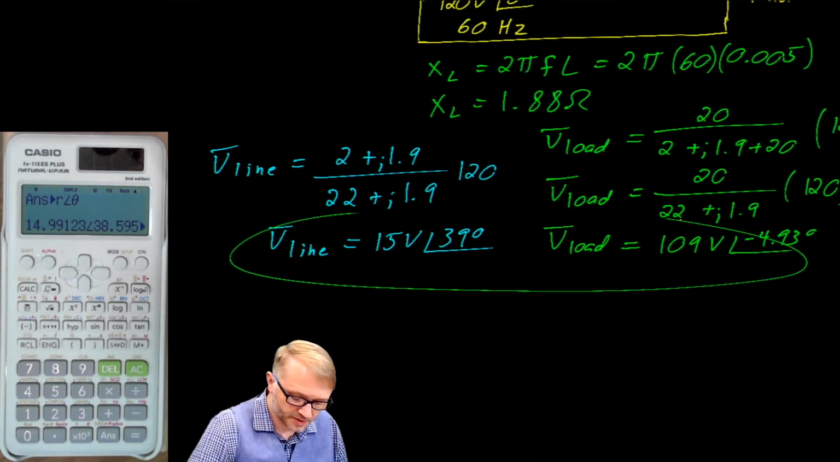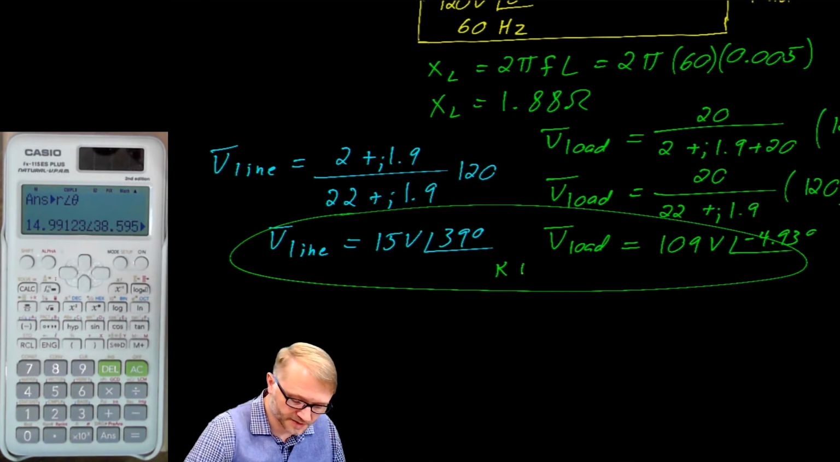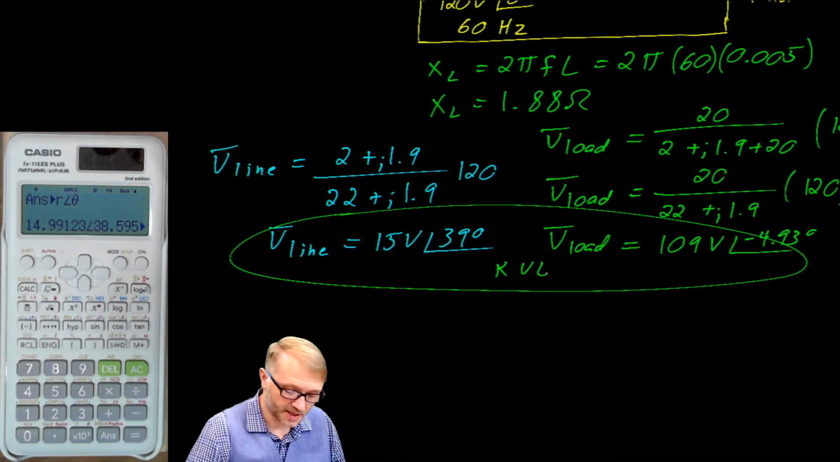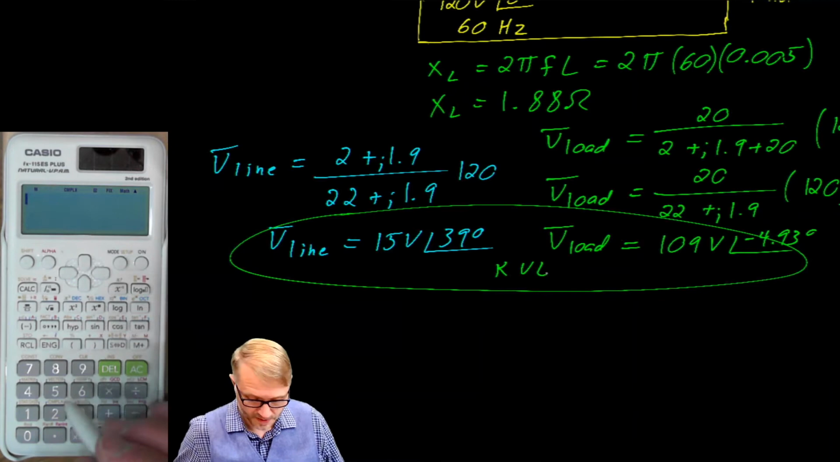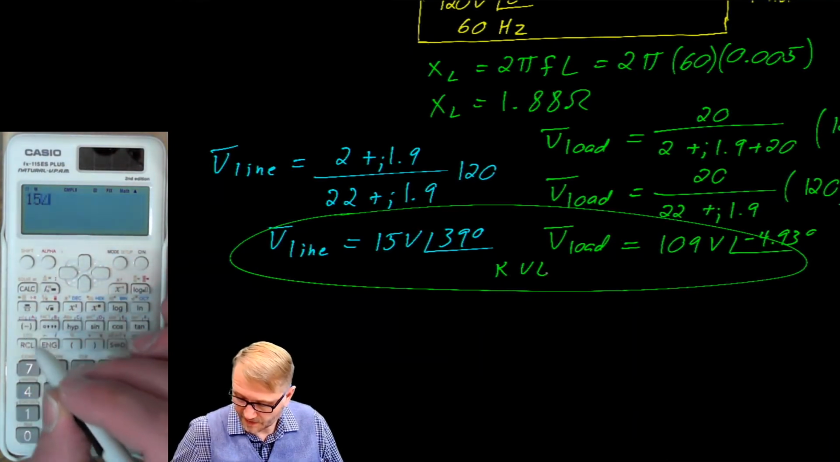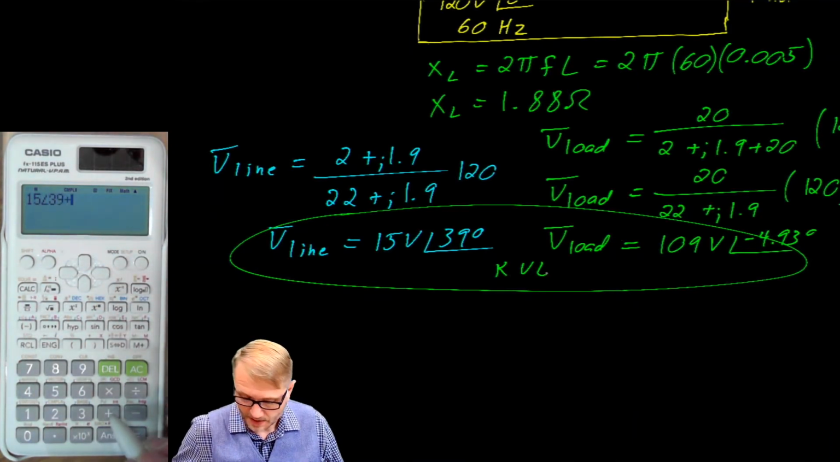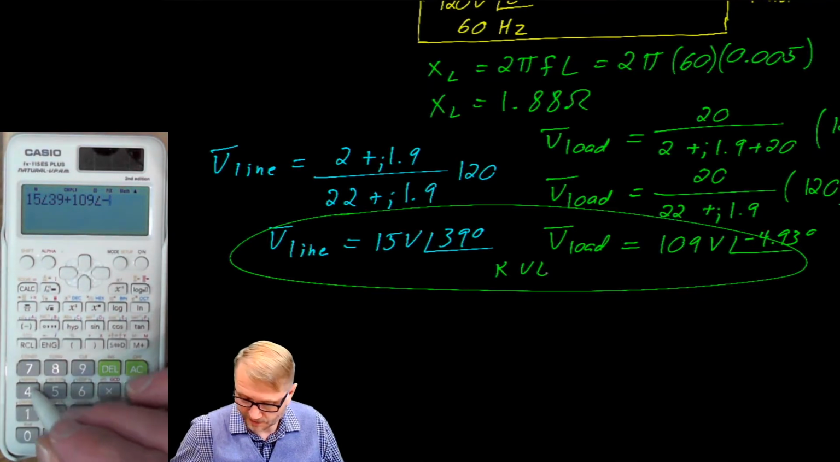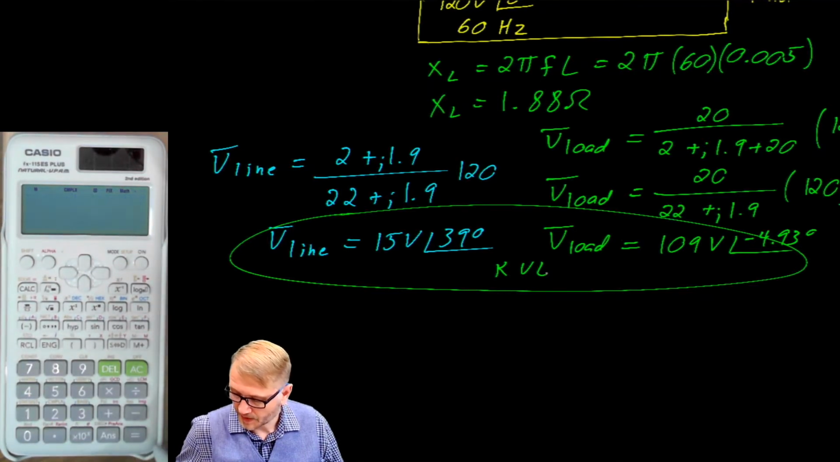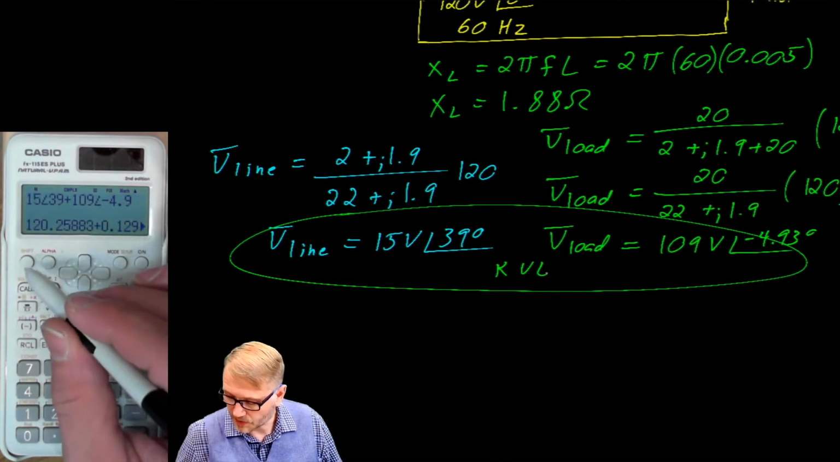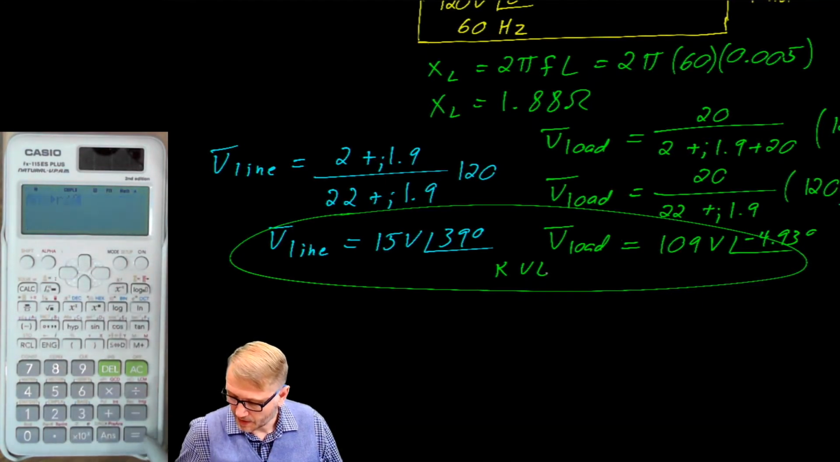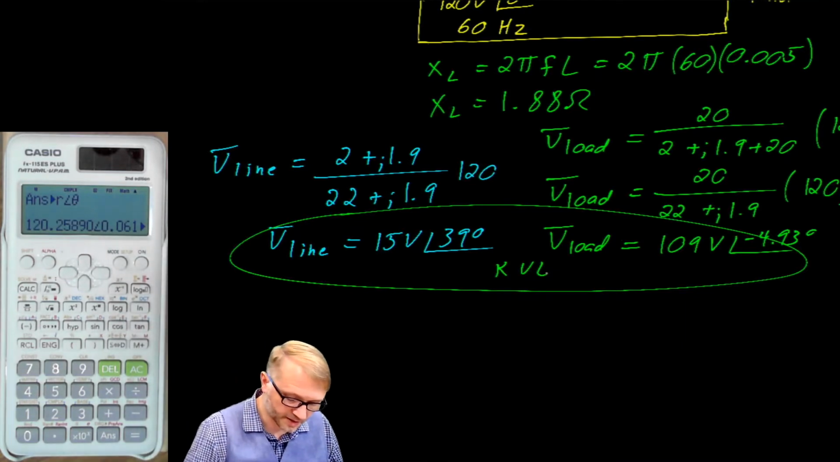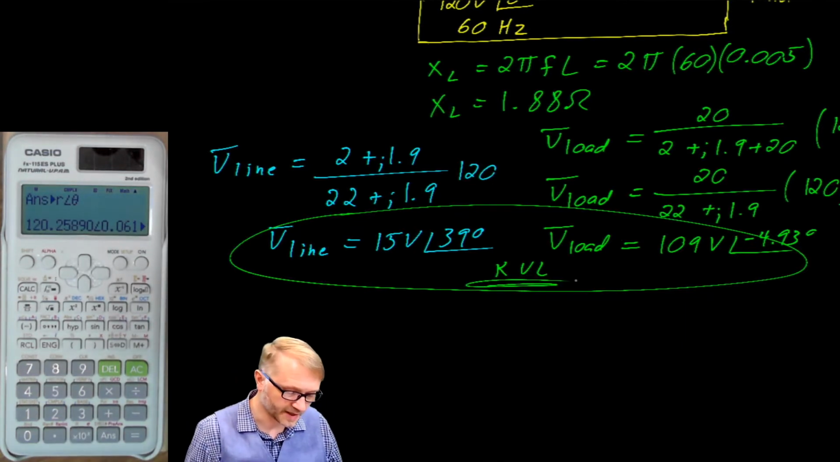If we put these two together and talk about Kirchhoff's voltage law, we should see that the sum is equal to the source voltage. So we can say 15 at a phase angle of 39 plus 109 at a phase angle of negative 4.9 should equal about 120 volts. And we come out pretty close here, about 120 at some very small angle. So it looks like Kirchhoff's voltage law is satisfied.